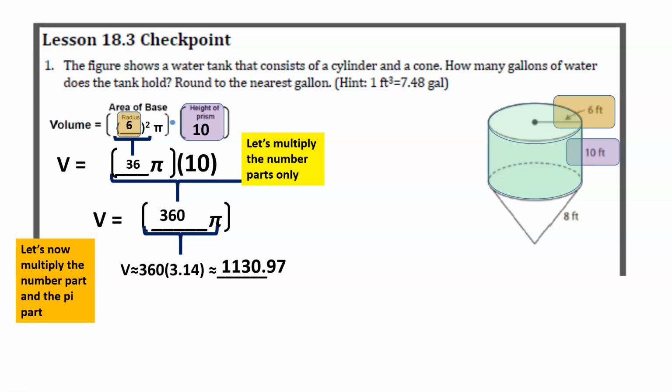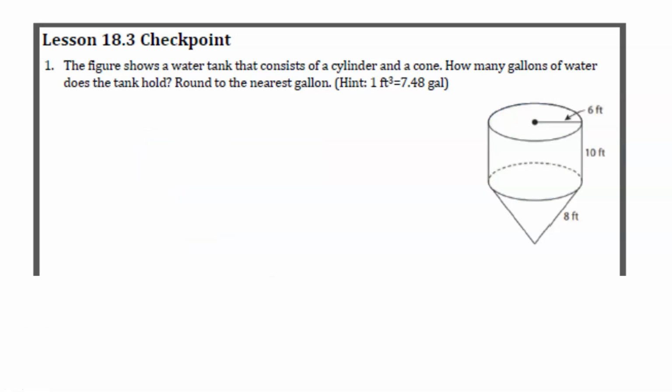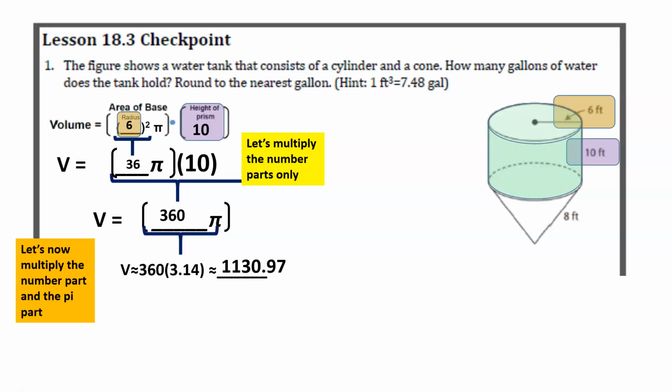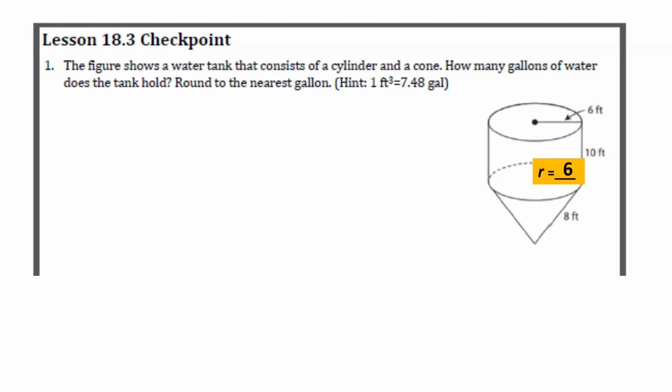Be about 1,130.97. All right, so let's go ahead and find now the volume of our cone. Okay, so remember the radius is still 6. They do not give us the height of our cone, unfortunately.